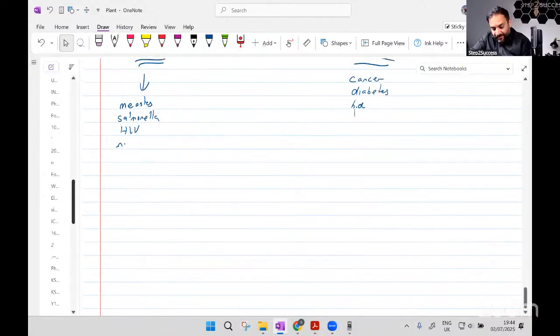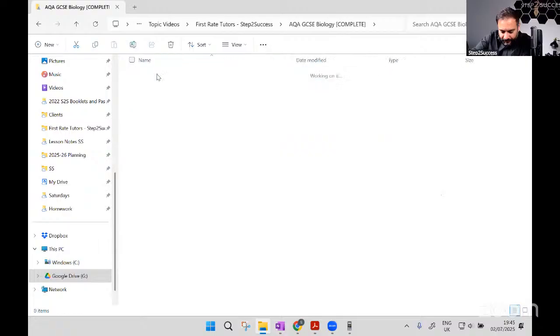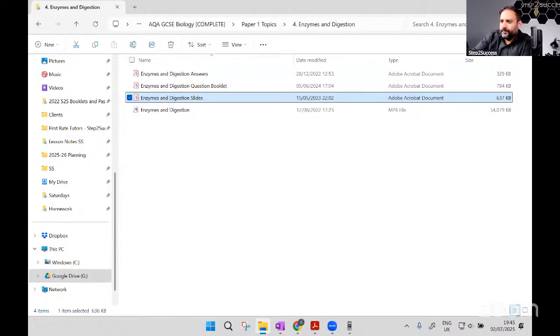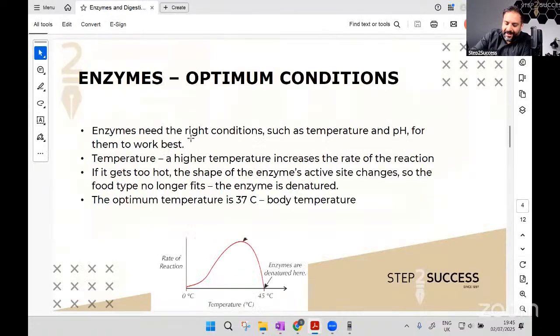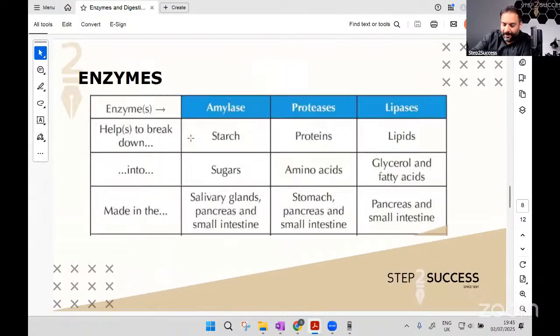Right. Digestion. There's a little bit of digestion on here. What I'll do is I'll open this up for everybody's benefit. There is a little table, which essentially summarizes enzymes, what the three enzymes are, what they break down, what they break them down into, and where in the digestive system you find these enzymes.